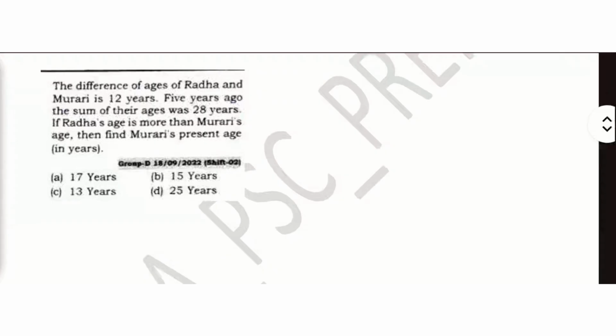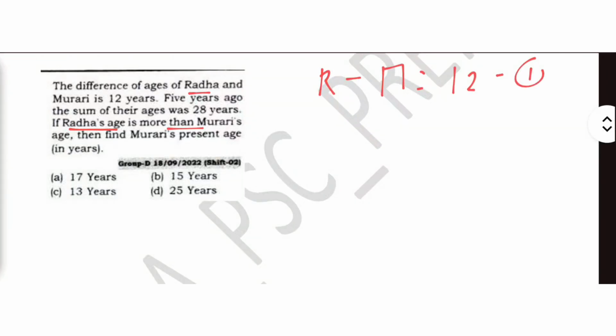The difference of ages of Radha and Murari is 12 years. 5 years ago, the sum of the ages was 28. If Radha's age is more than Murari's age, then find Murari's present age. We are given the difference between Radha and Murari, and we are told that Radha is elder than Murari. So Radha minus Murari is 12, equation 1.